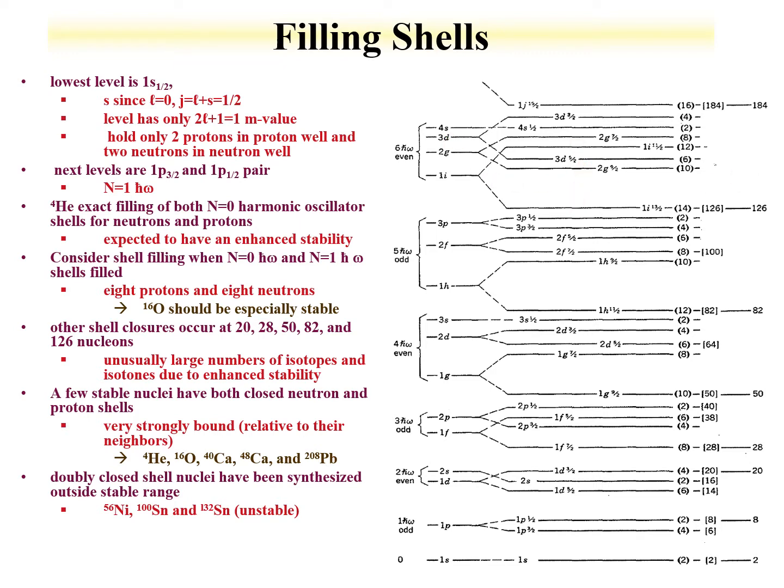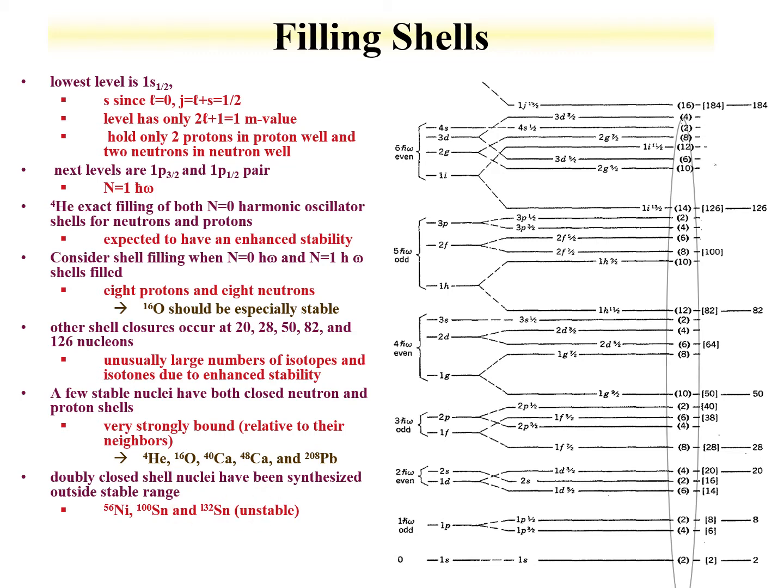A few stable nuclei have both closed neutron and proton shells. They're very strongly bound relative to their neighbors. We can also call these doubly magic nuclei, and some examples are listed here. Helium 4, oxygen 16, calcium 40 and 48, lead 208. We can also find doubly closed, doubly magic nuclei that are unstable. Examples are given here, and particularly tin 132 being one of the driving forces in the asymmetric fission distribution.